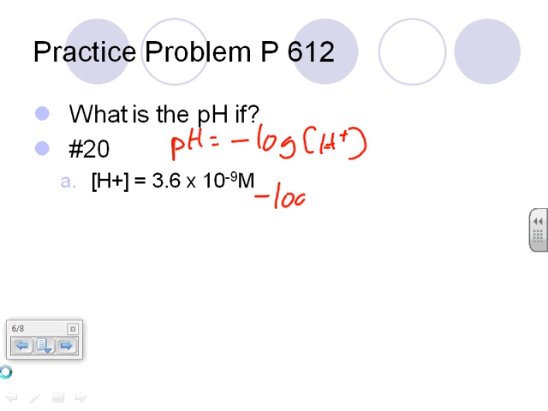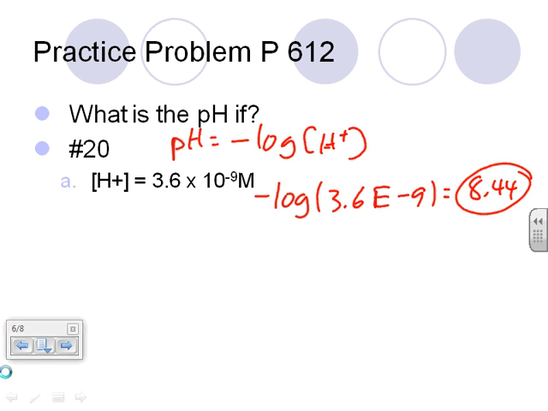Log, type in that log key. It'll automatically come up with a parentheses there. You get 3.6. Do that EE button. Just a single E will display. Then again, -9. You can close out the parentheses if you want. And you will come up with your answer at 8.44. And that's the answer right there.